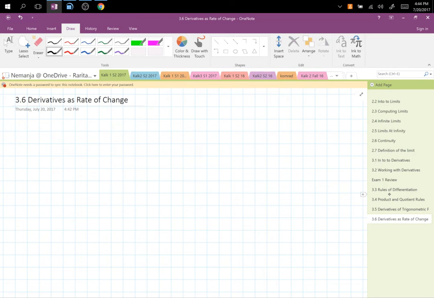Hello and welcome back to Calculus 1. Today's section 3.6, derivatives as rate of change. We're going to talk about velocity, position, acceleration. We're going to talk about a lot of cool stuff. I already mentioned that the derivative measures the change. It measures how fast change occurs as well. We'll talk about those details.